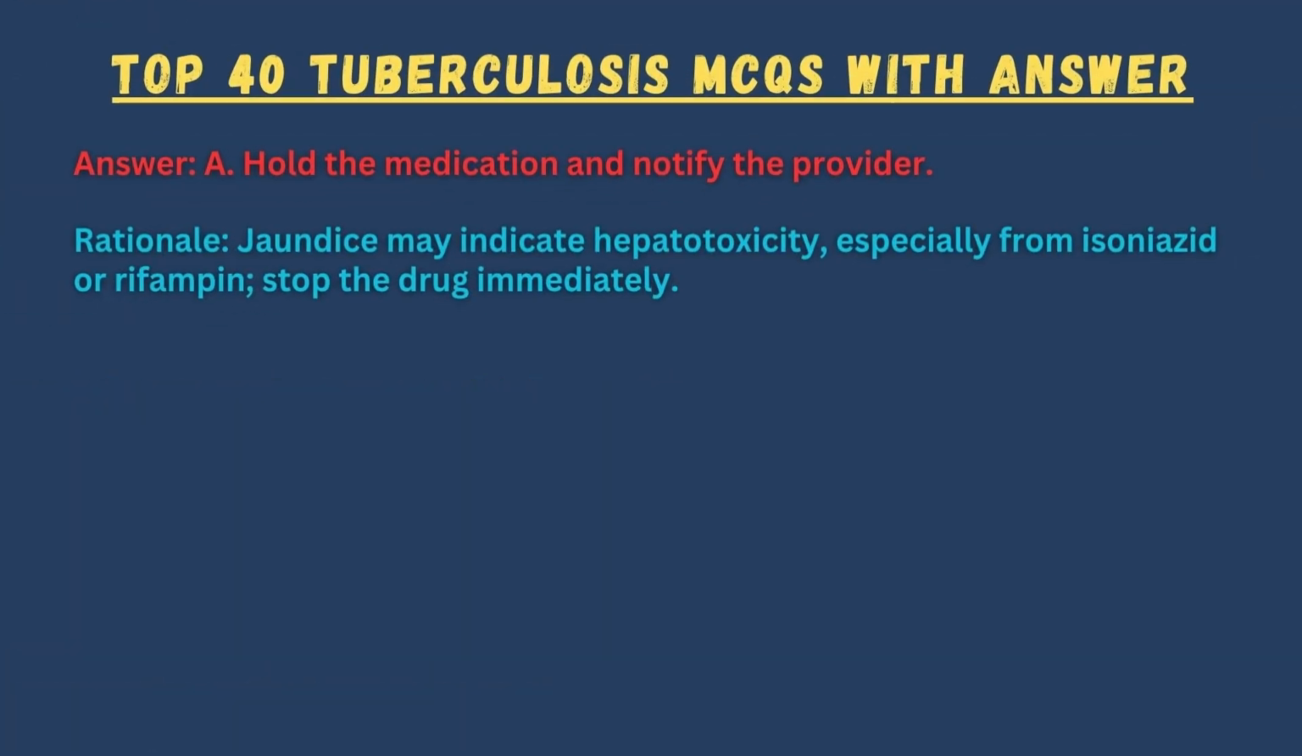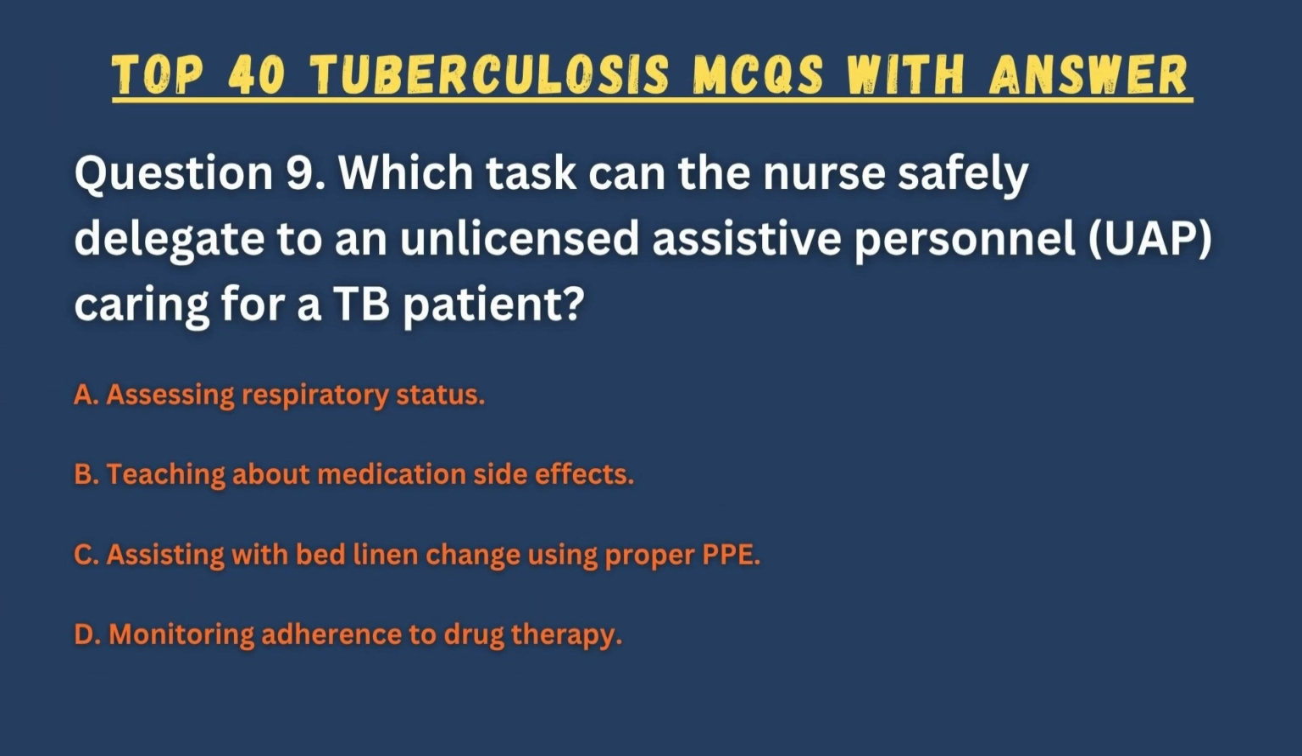Answer: A. Hold the medication and notify the provider. Rationale: jaundice may indicate hepatotoxicity, especially from isoniazid or rifampin. Stop the drug immediately.